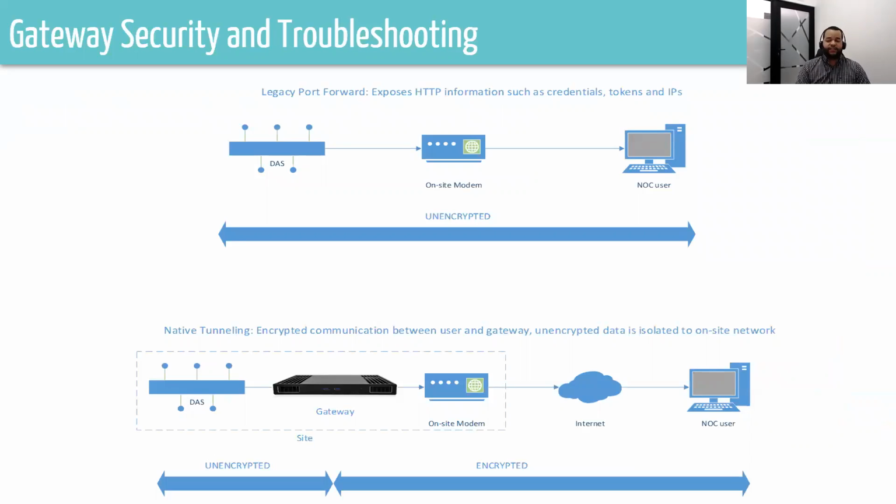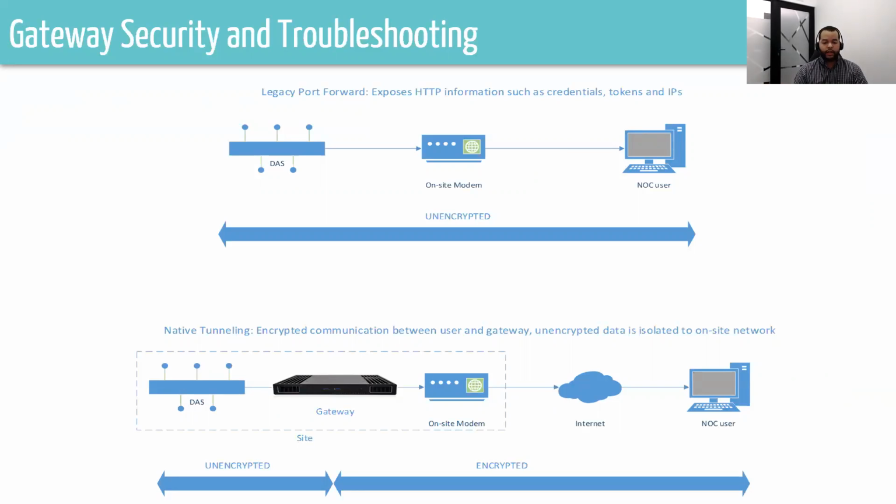We have a DAS device, and we have an on-site modem, and then we have a network operations center user that is accessing the device using port forward. They access the modem public IP, and they use a specific port that was open on this modem in order to access the DAS. Since this is an unencrypted tunnel, this information is leaked en route to the NOC user. From the NOC user to the modem and to the DAS, it is leaked in that direction as well. This is what is called a legacy port forward.